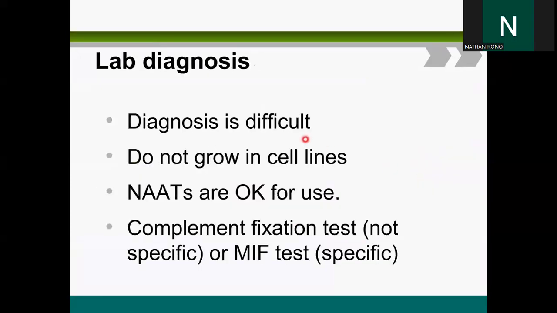Lab diagnosis: diagnosis is difficult. Normally we use PCR. They do not grow in cell lines. NATs are okay for use. So what is NAT? Nucleic acid amplification testing. Complement fixation test is not specific, while MIF is specific. So we usually use PCR and NAT, and then definitely cytoplasmic inclusion bodies when we are doing a Gram stain.